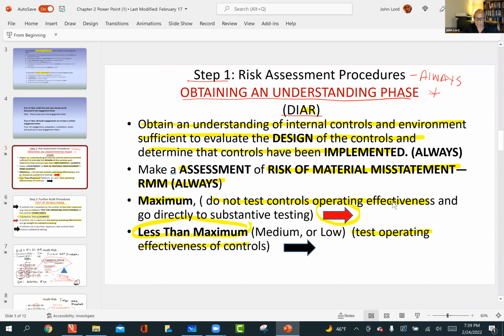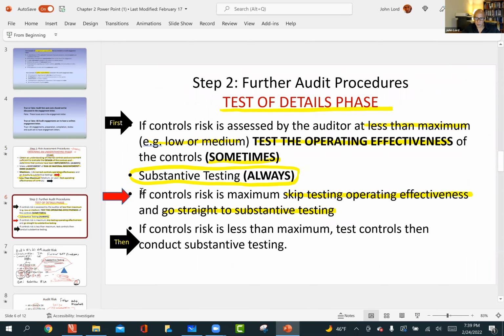And if I assess it at less than the maximum, I now have to do what? I have to test the operating effectiveness. How do I test the operating effectiveness? I will pull a sample of transactions and see that the control has operating effectiveness, right? Mm-hmm. Okay. All this is telling me now is how big that sample should be.